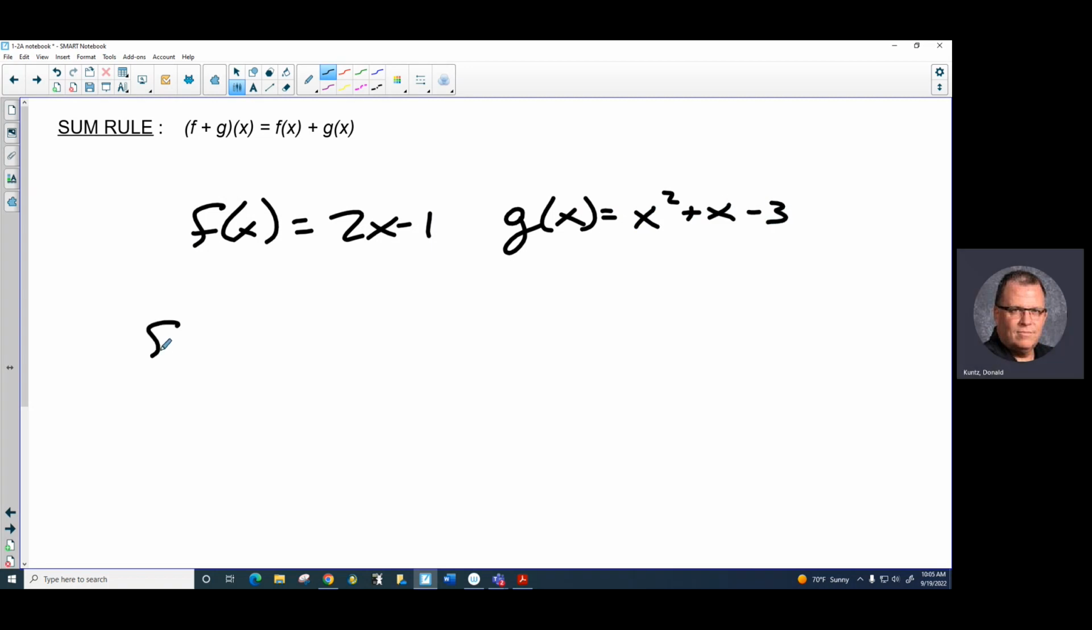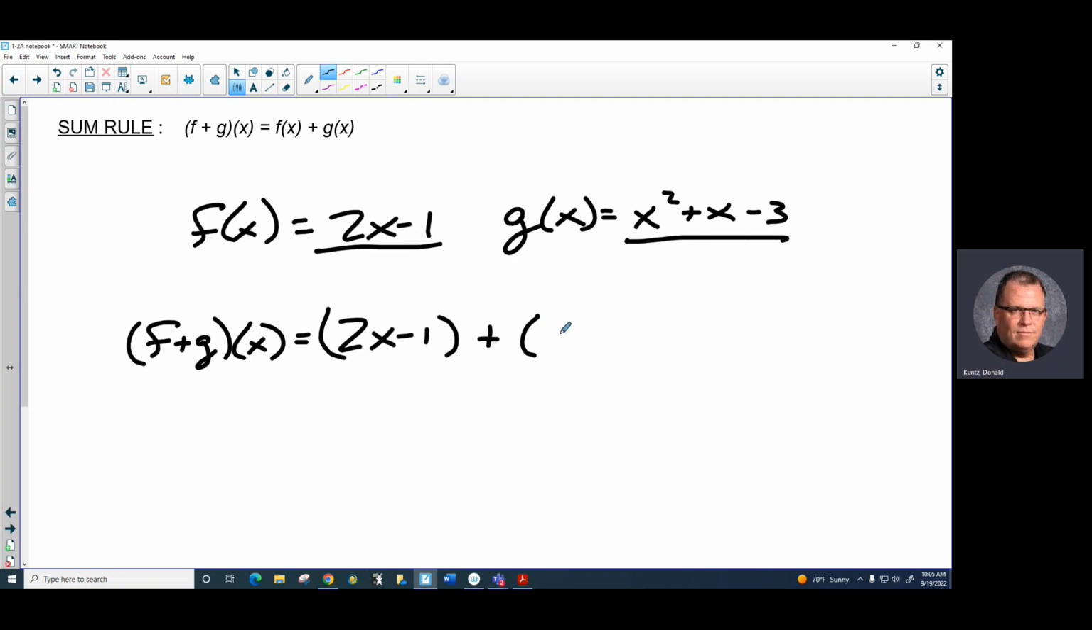What this means, if they ask you for f plus g at x, it's literally just taking f of x, this piece, 2x minus 1, and adding it to this piece, g of x, x squared plus x minus 3. So what does that mean? Here, I put them in parentheses so you saw they were two separate quantities, but because it's all addition and subtraction, we can just combine like terms.